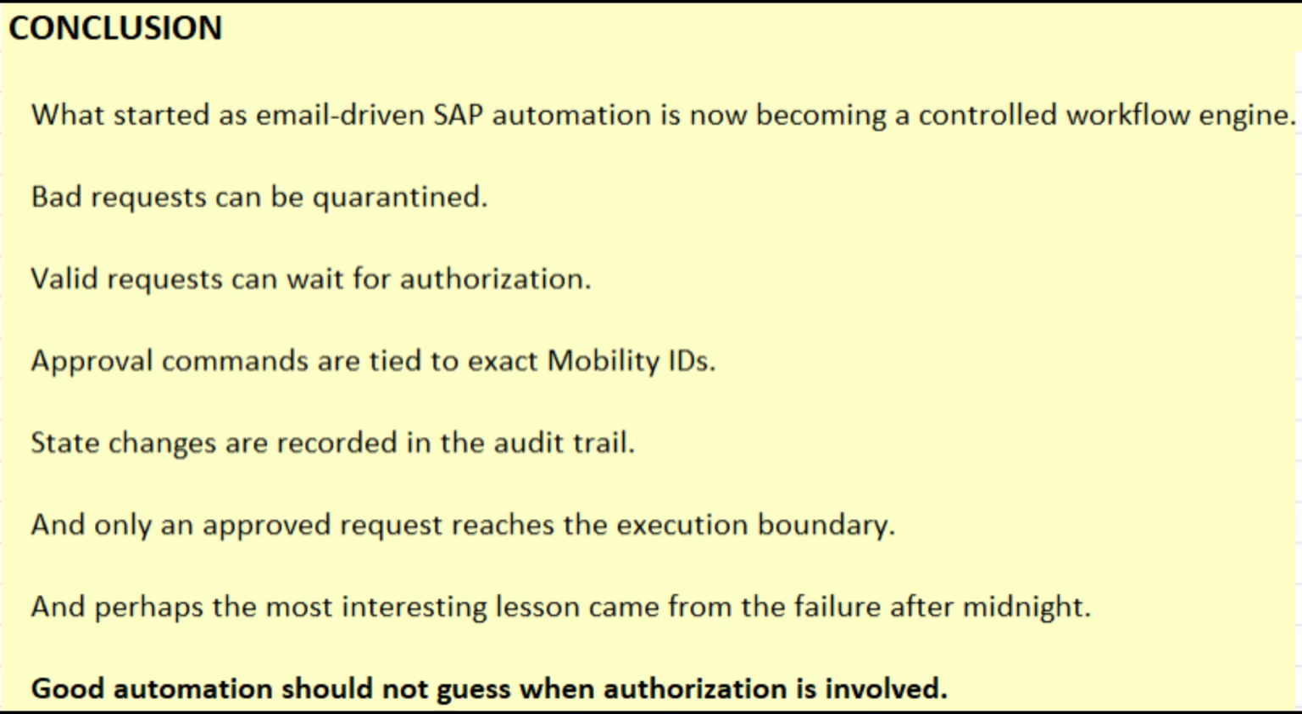What started as email-driven SAP automation is now becoming a controlled workflow engine. Bad requests can be quarantined. Valid requests can wait for authorization. Approval commands are tied to exact mobility IDs. State changes are recorded in the audit trail. And only an approved request reaches the execution boundary.